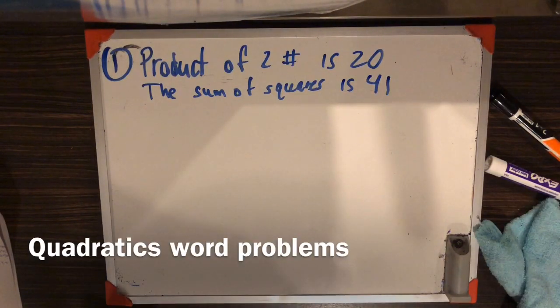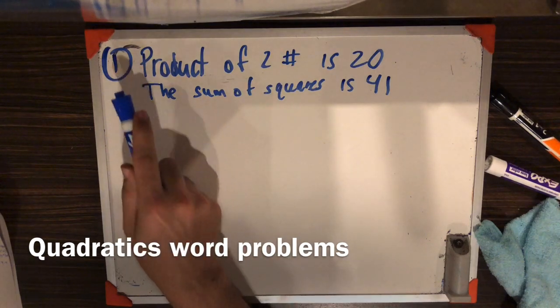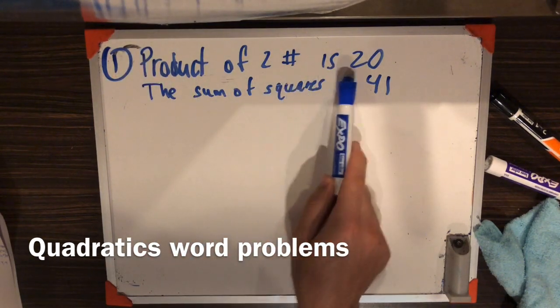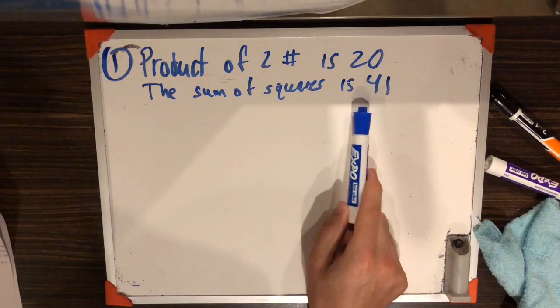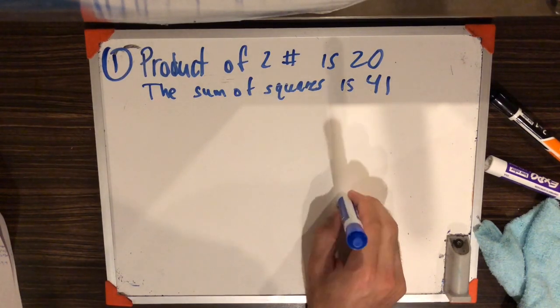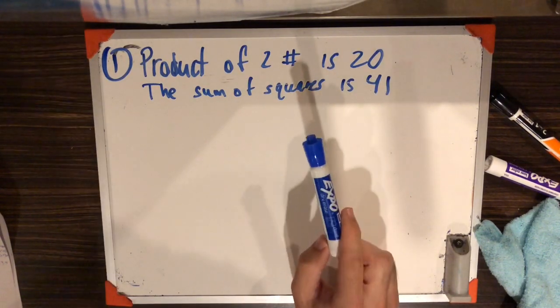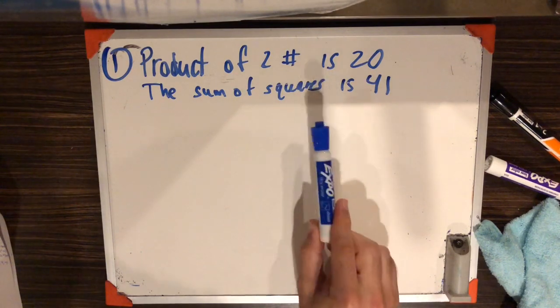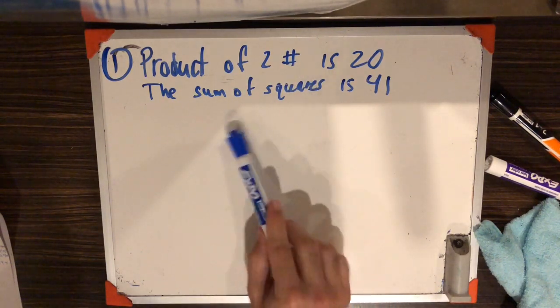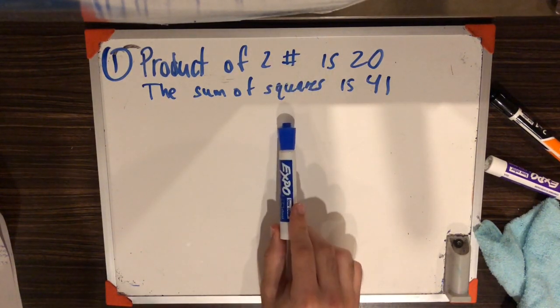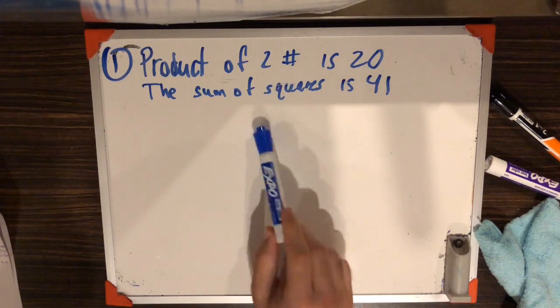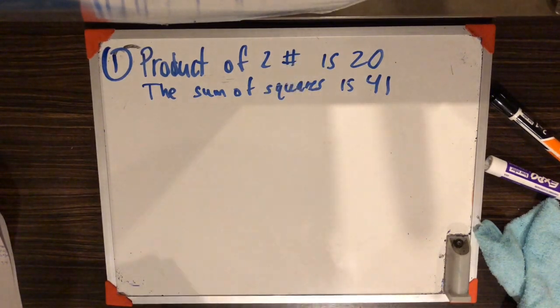All right, the next one, it says number 1, the product of two numbers is 20, the sum of squares is 41. Now, again, these are your word problems for quadratics. These are tough, but it's a matter of setting it up. It's all about the setup, okay? If you can set up, most likely you'll be successful on this type of problem. So let's go ahead and try this out.